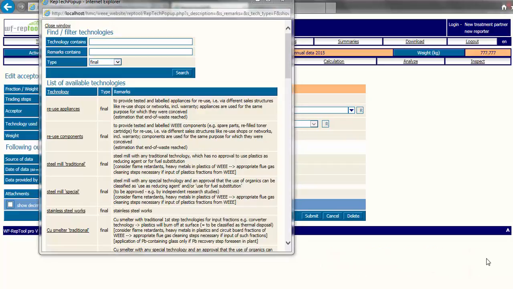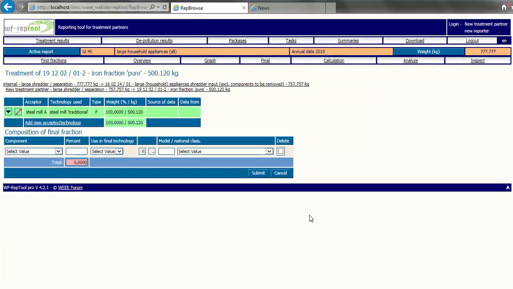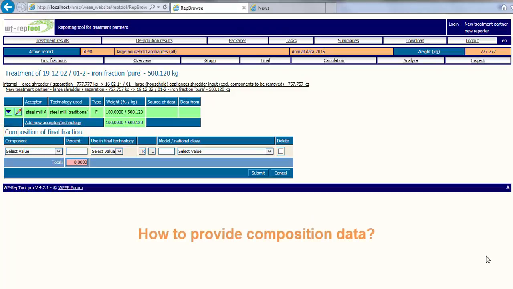If you choose one of the final technologies as the technology option for the acceptor, you will be directed to the Add or Edit Acceptor Technology page, and if you approve the technology, you will be directed to the Treatment Of page, indicating that this is a final technology by the F and asking you for the composition data. How to provide composition data?